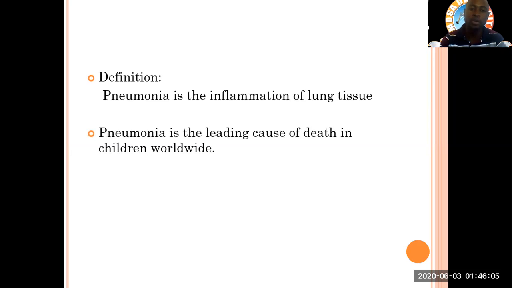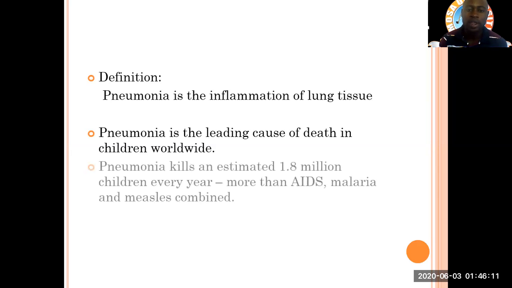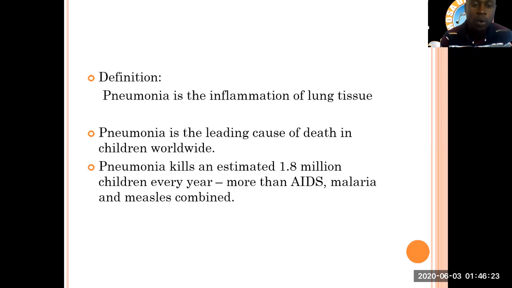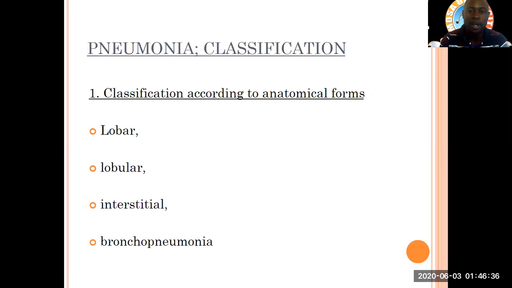We define pneumonia as inflammation of the lung tissue. With the current statistics, the epidemiology and prevalence, pneumonia is one of the leading causes of death in children worldwide, not only in Zambia. If we make an estimation, it kills about 1.8 million children every year, more than other diseases like measles, HIV, and malaria.